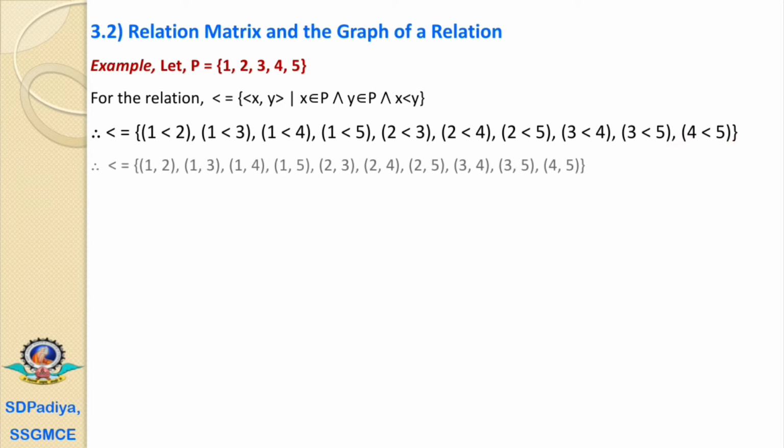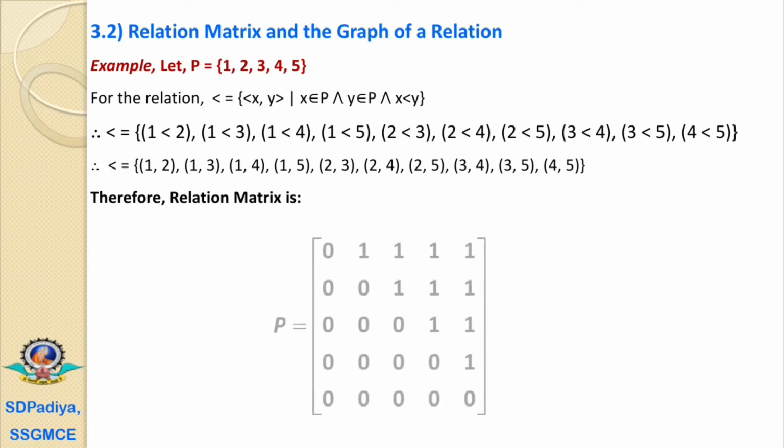Therefore, in simple terms, this set of the relation is (1,2), (1,3), (1,4), (1,5), (2,3), (2,4), (2,5), (3,4), (3,5), and (4,5). Now, there are 5 elements. It is a relation between the elements of the same set, meaning the elements of P with the elements of P. That's why there will be 5 columns and 5 rows.